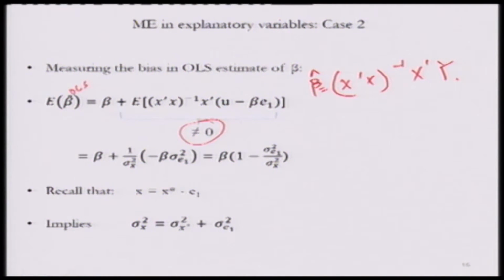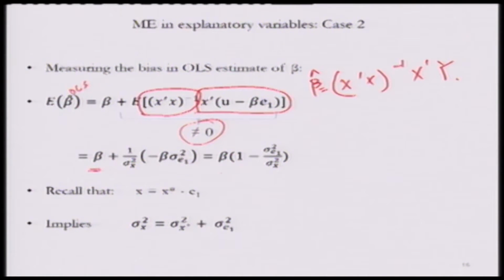Okay. So, when we expand this, what we get is beta, the true value that remains, and the bias term can be rewritten as 1 over the variance of x times the covariance between x and the new error term, which we already derived on the previous slide as minus beta sigma E1 square.